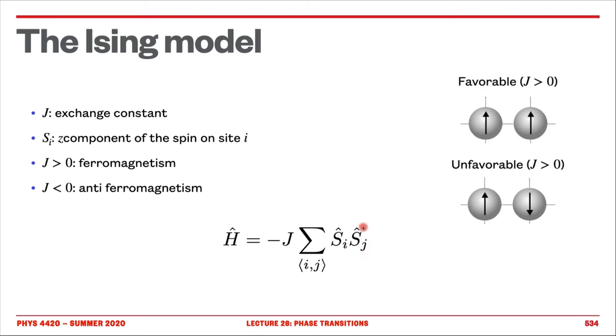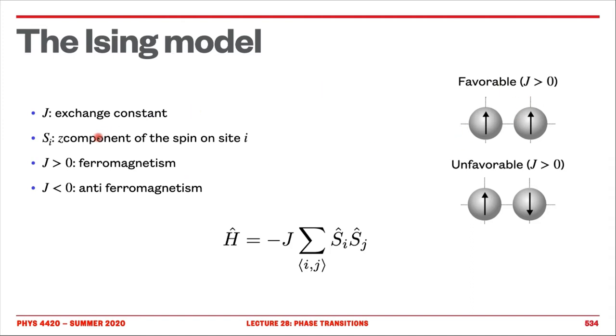This gives me the spin on site j, and this gives me the spin on site i. If they are both up or both down, this is going to be 1. If one is up and one is down, this is going to be minus 1. Because we have a minus J in front, if J is a positive number and those two spins are aligned in the same direction, this corresponds to a negative number, so a stabilization factor.